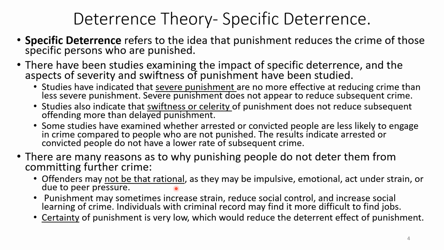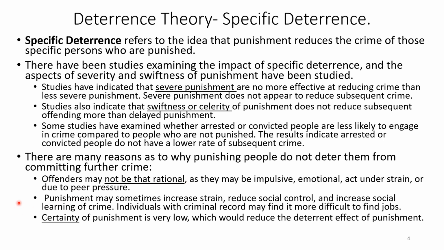Often crimes are committed impulsively, such as a young person seeing a vehicle that can be easily stolen and taking it away quickly, or due to emotional reasons such as thoughtless violent acts if a person feels that he has been insulted. Crimes are also committed due to peer pressure or being under strain.